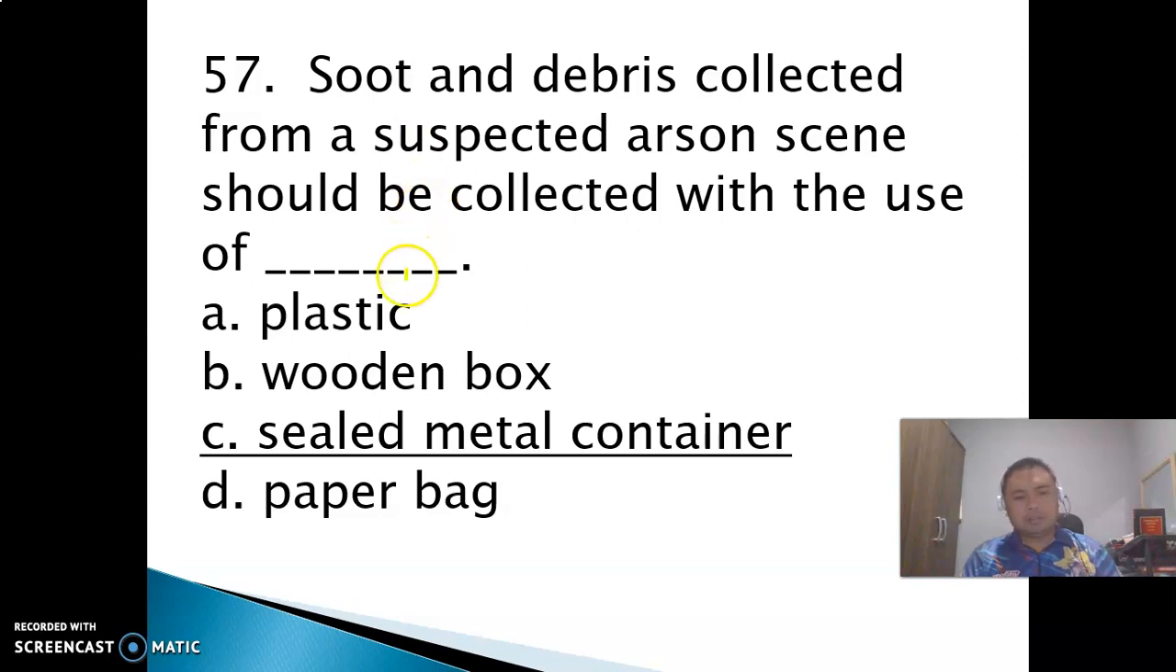Okay? Hindi pwede plastic, masusunog yun. No? Wooden box, masusunog yun. Paper bag, lalo na masusunog yun. So, it is sealed metal container.